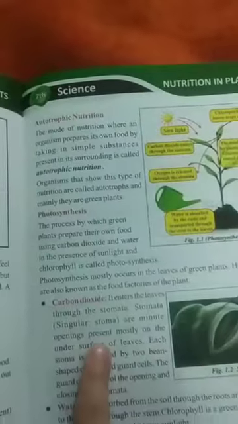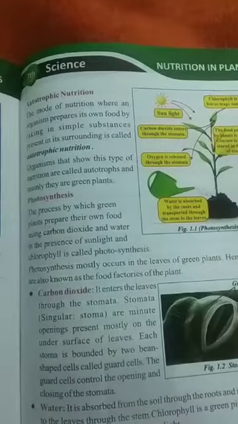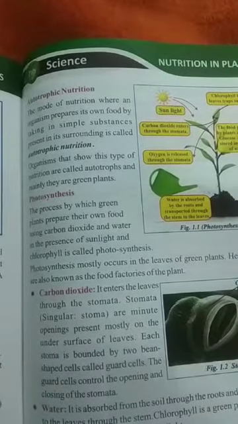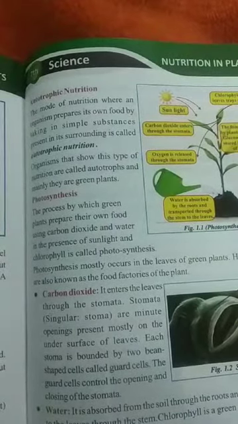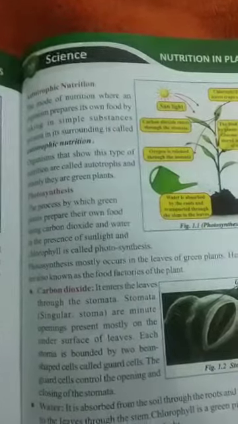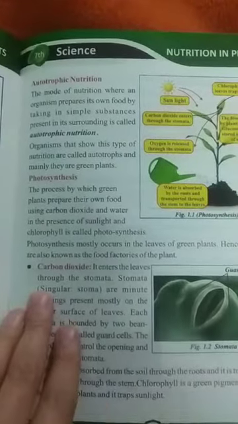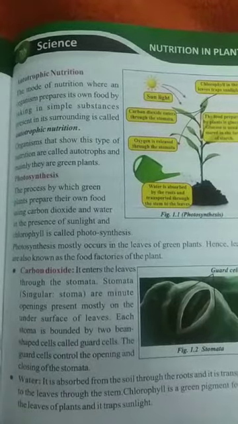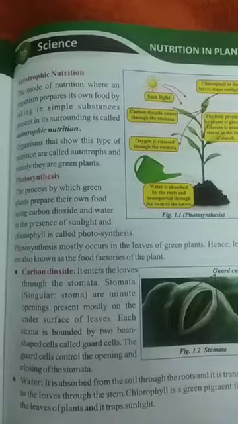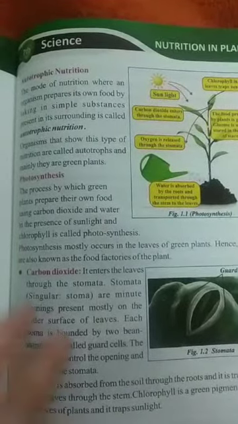So here we'll study autotrophic nutrition. It is that mode of nutrition where an organism prepares its own food by taking in simple substances present in its surroundings. Okay, so what is autotrophic? It is that mode of nutrition in which organisms prepare their own food, and the organisms who prepare their own food are known as autotrophs. Okay, and mainly they are the green plants, right?